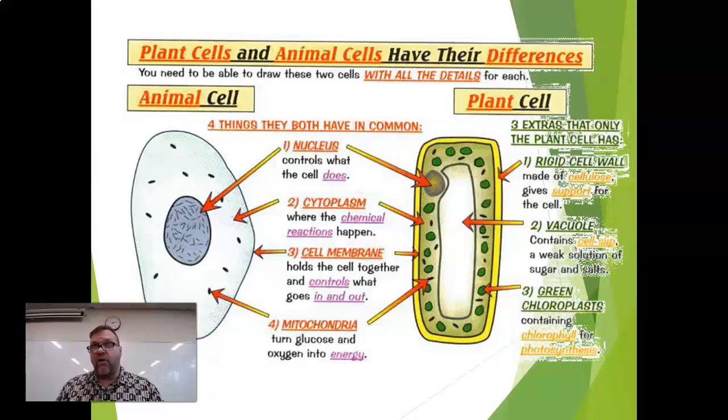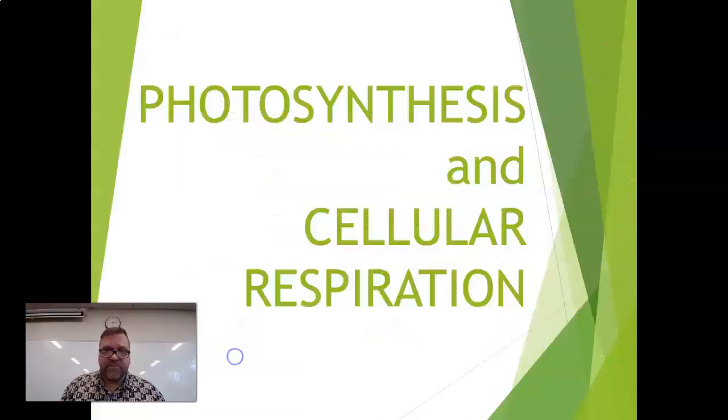Now, over here on the right side, it says the plant cells, there's three things that only plant cells have. And we see them again: rigid cell wall, made of cellulose, gives support to the cell. The vacuole contains cell sap, a weak solution of sugar and salts, also a storage area. And finally, the green chloroplasts contain chlorophyll for photosynthesis. All right, so make sure that you're able to see something like this and know the difference between them.